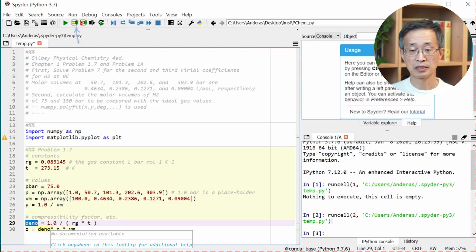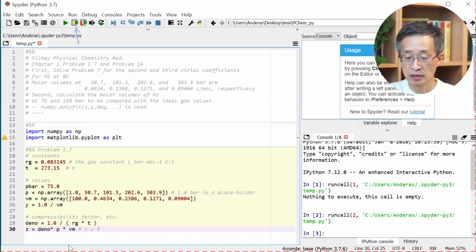Okay, basically the relationship is Z equals P times V over R times T. That is the relationship. So we are just doing this. And now generate the compressibility factor.